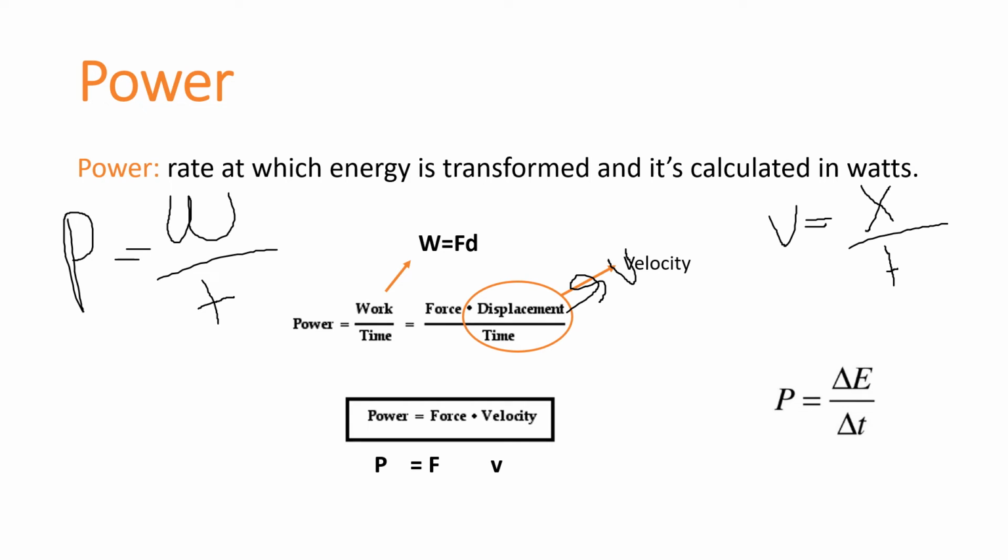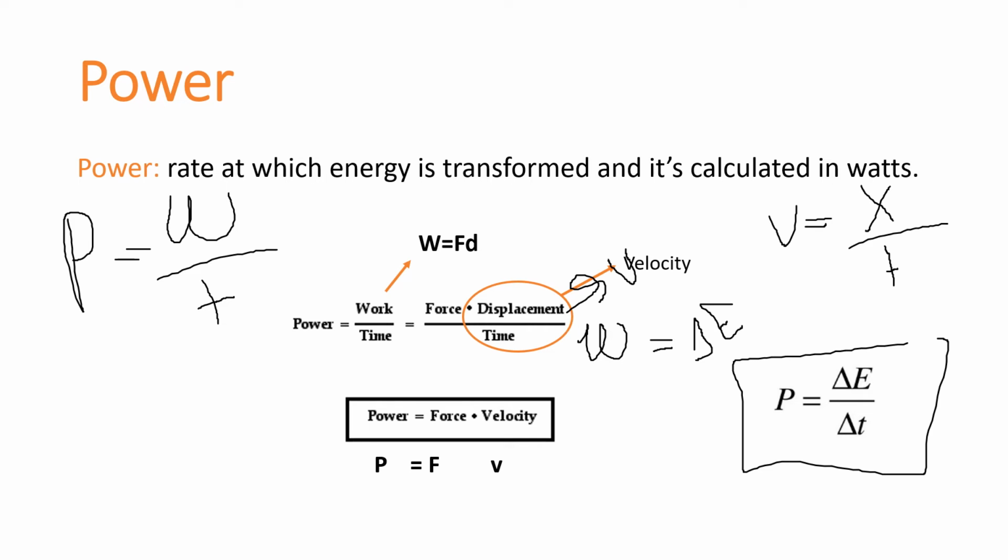And we can use this equation for power because we have an equation that says work equals delta energy. And so we can replace work by delta energy, or we can replace delta energy by work.